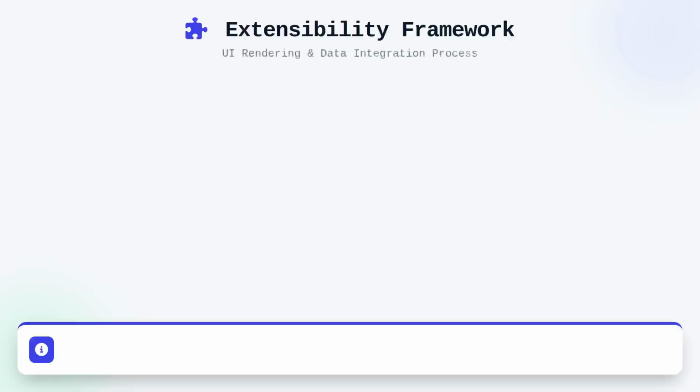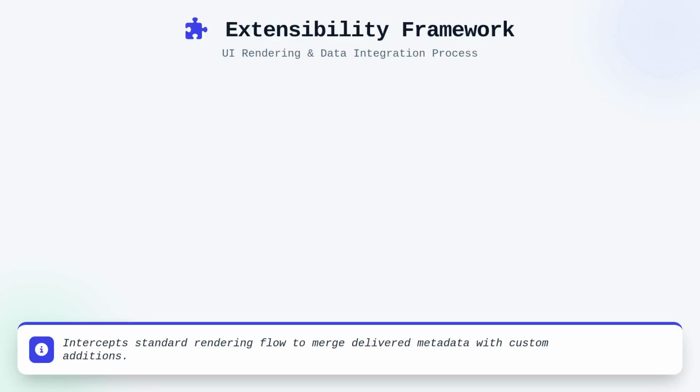The Extensibility Framework operates by intercepting the standard processing flow during the UI rendering phase to merge delivered metadata with your custom additions. This is typically achieved through the browser-based development environment provided within the FLEXCUBE ecosystem, which allows for the mapping of custom fields to data sources. You should approach these configurations by first identifying the intended data source, ensuring it aligns with the existing schema structures or the necessary extensions within the database.